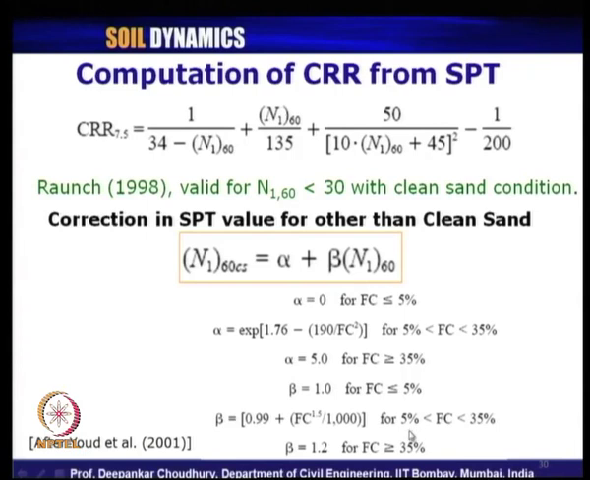And for fines content between 5% and 35%, the factor beta is calculated using this equation: 0.99 plus FC, fines content in percent, to the power 1.5 by 1000. If the fines content is greater than 35%, in that case it is proposed alpha is 5 and beta is 1.2. So, this is actually a better equation than the previous one to compute the corrected N160 clean sand value, because all ranges of fines content, below 5%, 5 to 35% and greater than 35%, are given here.